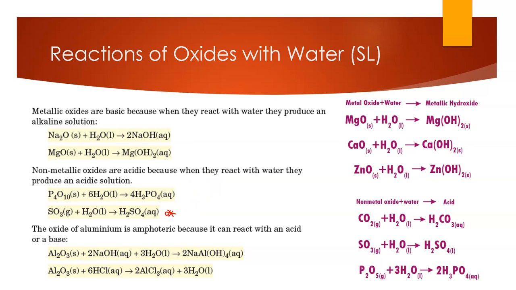And then the oxides of aluminium are amphoteric because it can react with an acid or a base. So Al2O3 will react with aqueous sodium hydroxide, or it will react with hydrochloric acid. So we will form the sodium aluminium hydroxide complex, or we will form aluminium chloride. These are the trickier ones. These ones you should hopefully be more than familiar with. Remember, there is also carbon and nitrogen oxides to add into these as well.